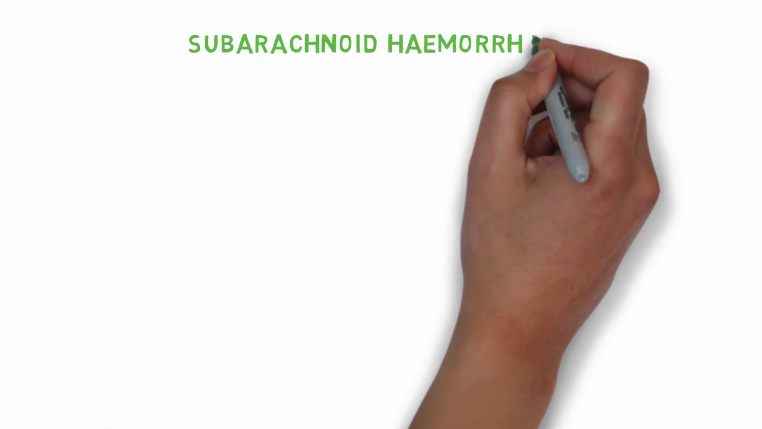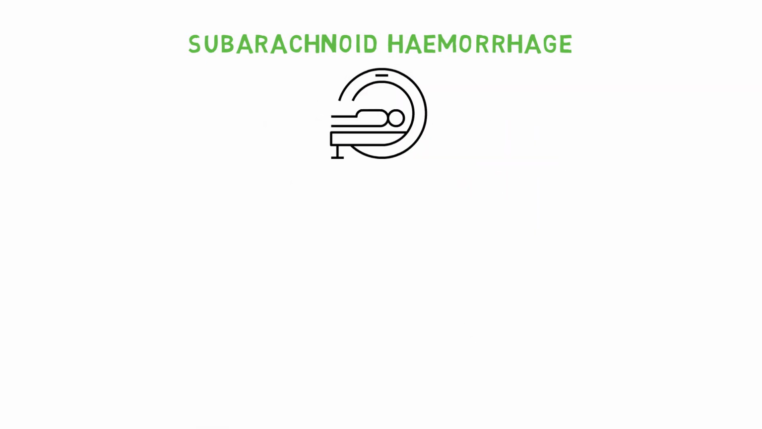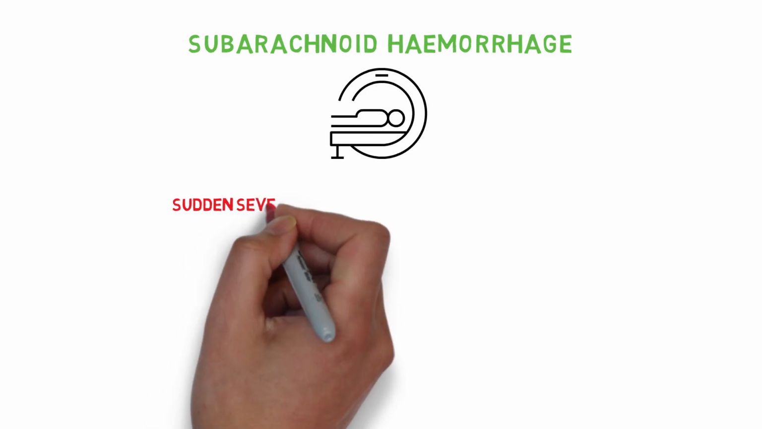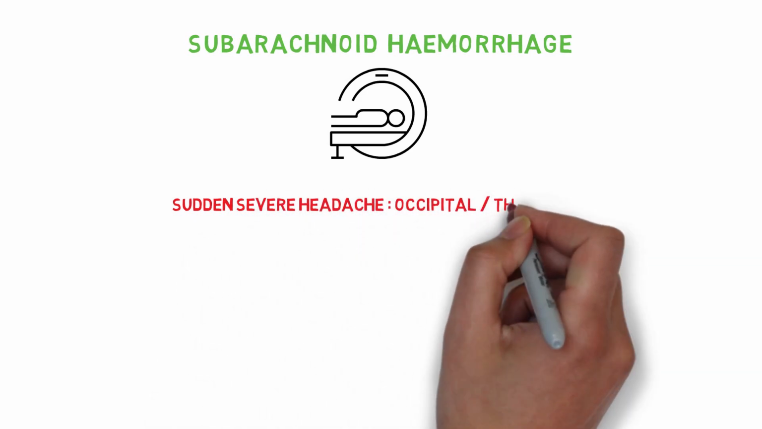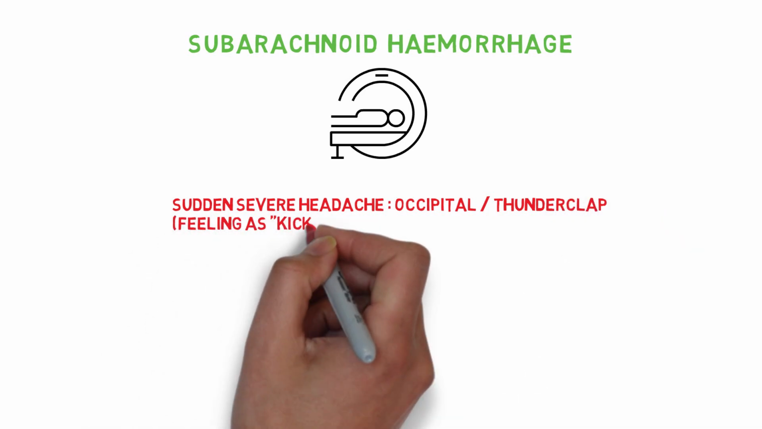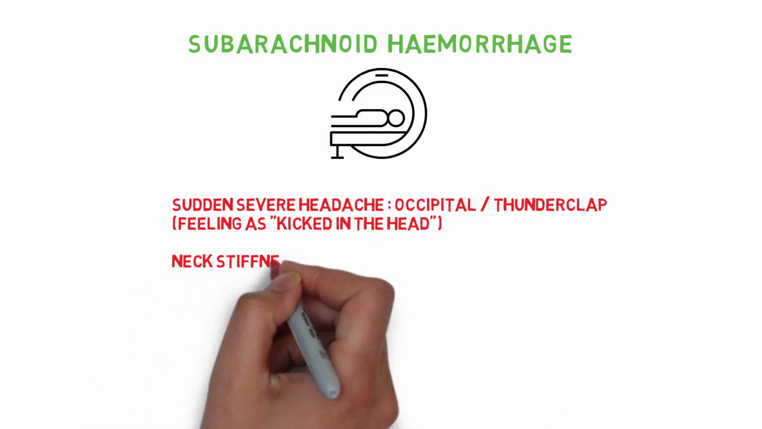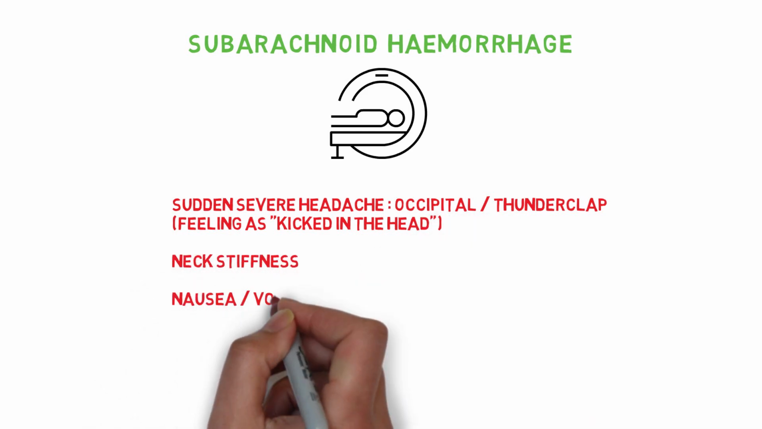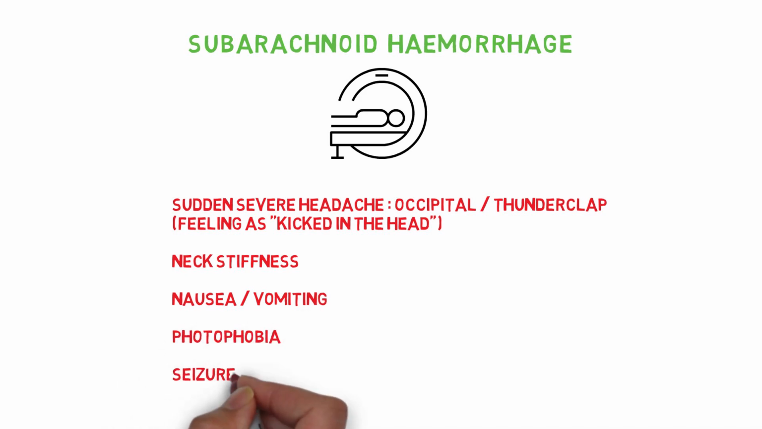Let's discuss symptoms of subarachnoid hemorrhage. Sudden severe headache at the occipital area. Thunderclap in nature. Patient will complain of feeling like being kicked in the head. Other symptoms include neck stiffness, nausea, vomiting, photophobia, seizures.